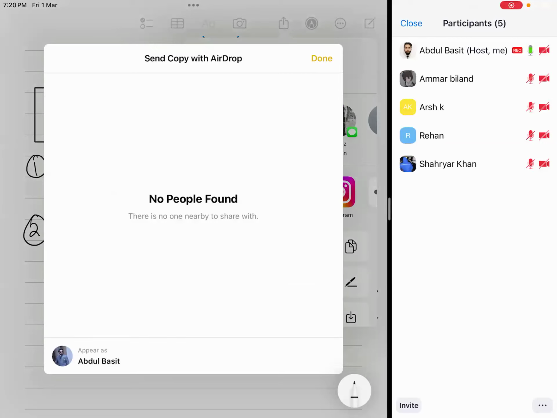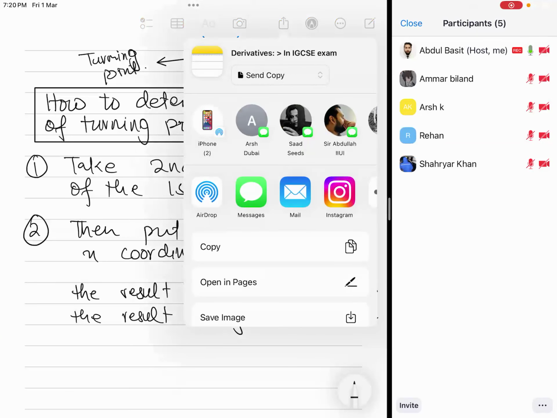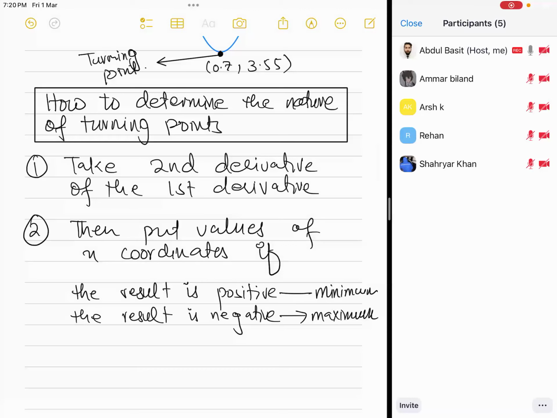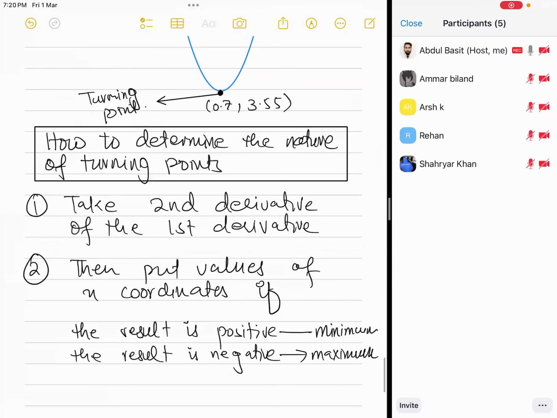Beta, I'm going to send the notes for this chapter and then I'm going to start the past paper right now. Just give me a second. Let me send you the notes. Arsh, can you please check your phone? You got everything or not? Yes, sir, I got it.